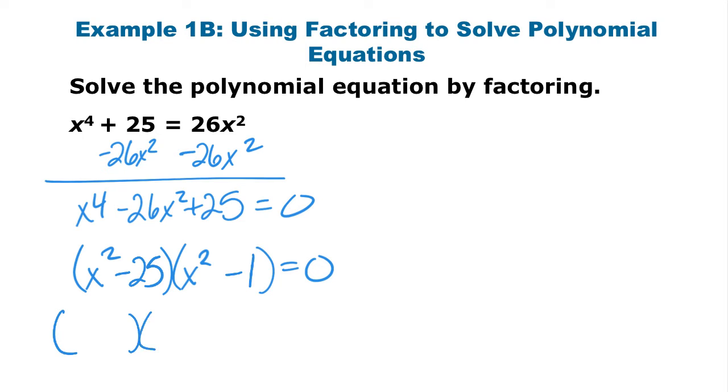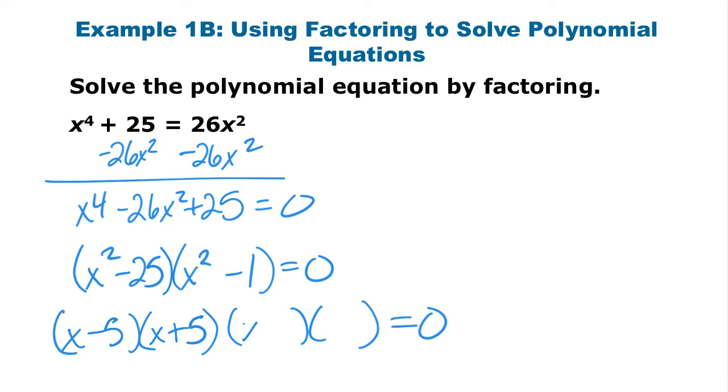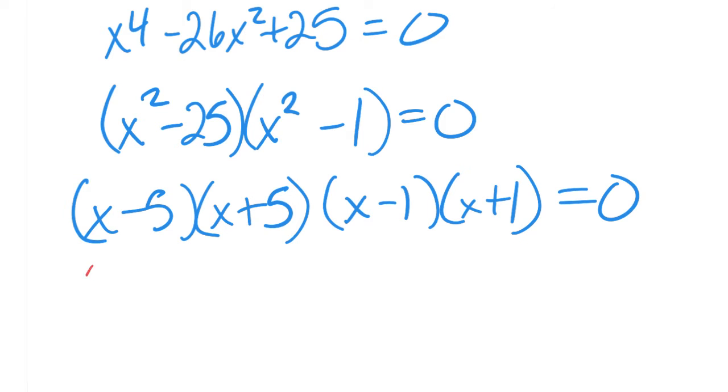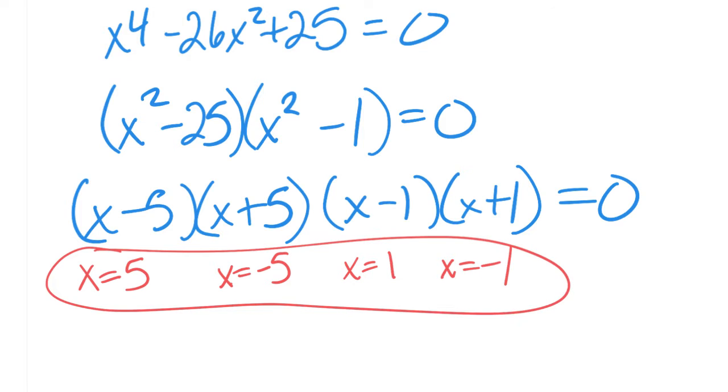Now I'm going to check and see if each of these pieces can be factored more. x squared minus 25 can be broken up into x minus 5 and x plus 5. And x squared minus 1 can be broken up into x minus 1 and x plus 1. That's that difference of squares coming in there. Again, here we're going to look at each piece and figure out what x needs to be to make each part equal to 0. Because if any of those equal 0, then the whole thing is going to equal 0 because everything is being multiplied. There are the 4 solutions, or the 4 zeros, to that polynomial.